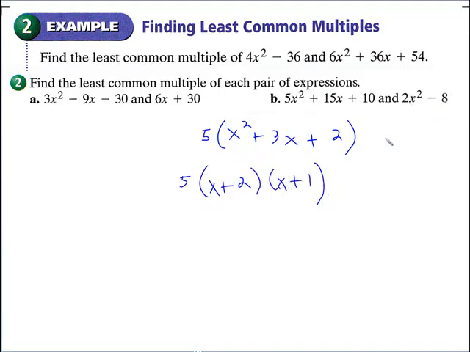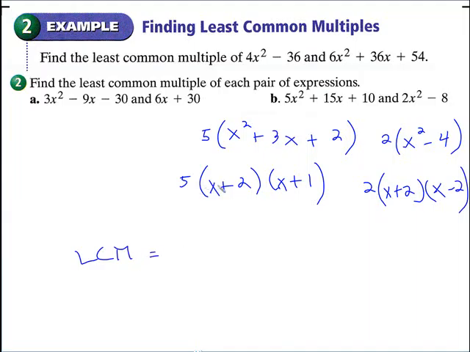Over here, take out the GCF, take out the 2. You end up with x squared minus 4, and that's the difference of squares: x plus 2, x minus 2. And then to find our LCM, 5 and 2, looks like the common denominator should be 10.